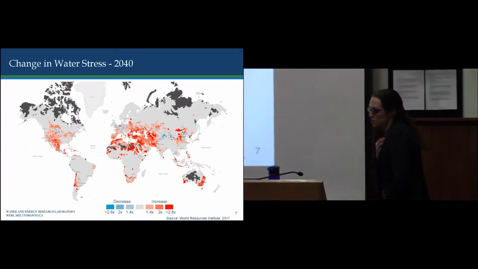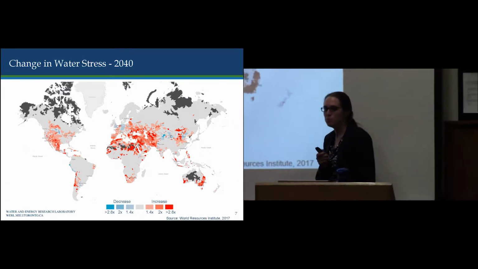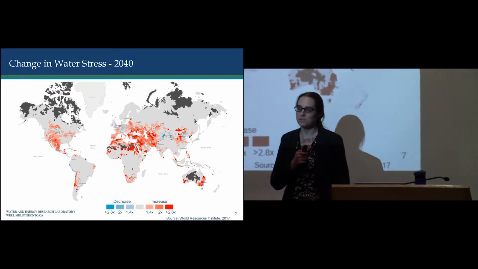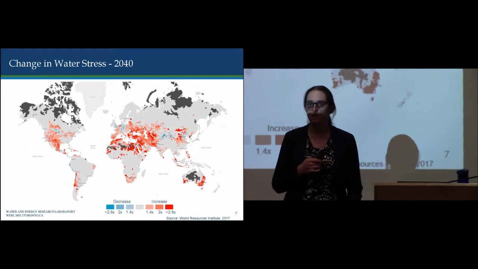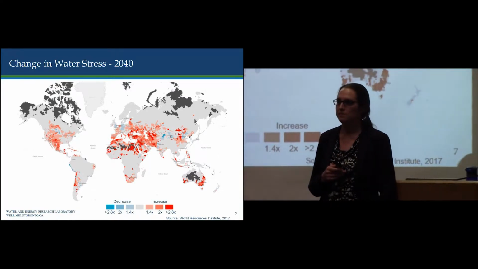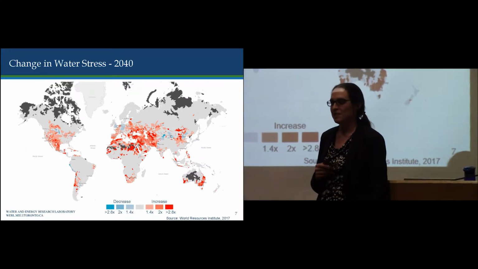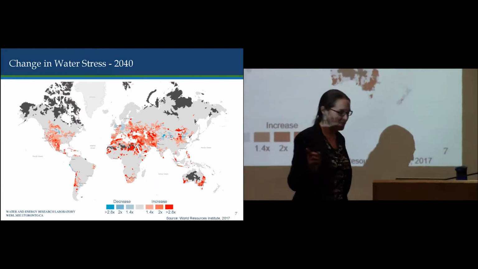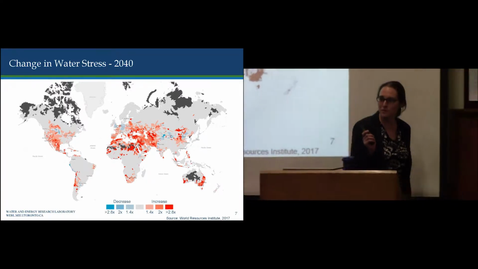Any guesses as to why that might be? What's going to be the big influences in terms of why water is becoming more and more of an issue? Population is one. Yeah, so population is one. I think you hit most of the big ones, right?